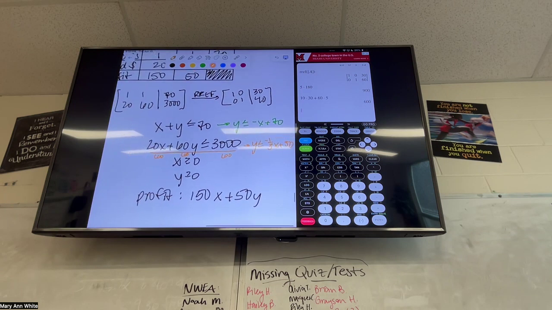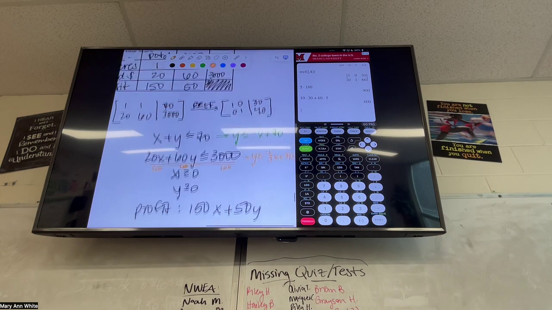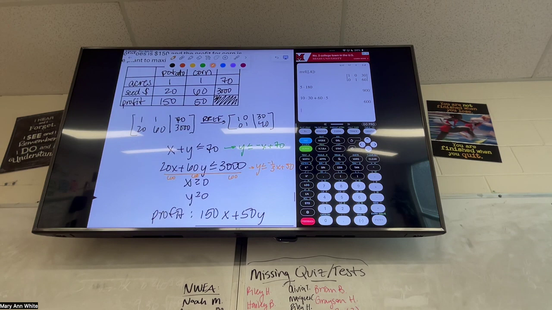So far, I've done my matrix, I've done my RREF so that I kind of know what to expect. I'm expecting an answer of 30 and 40. I wrote my equations from my chart. And I solved both of them for Y so I can graph them. And I also set up my profits. Now I'm ready to go graph these numbers.